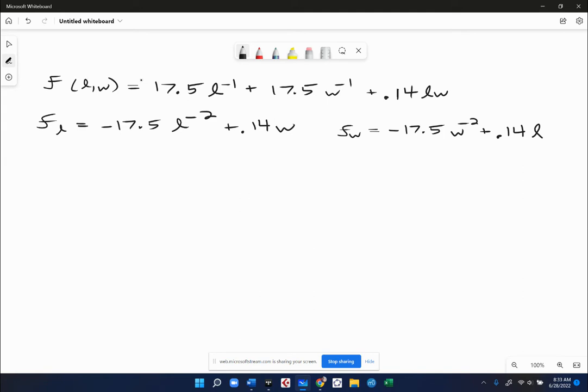Okay, so both of those have to be equal to 0. So there's not just one way to do this. The way I'm going to do it is I'm going to solve one of the expressions for one of the variables. So I'm going to rewrite F_L as, so now I'm going to write it as not a negative exponent because I think it makes it more obvious what to do next.